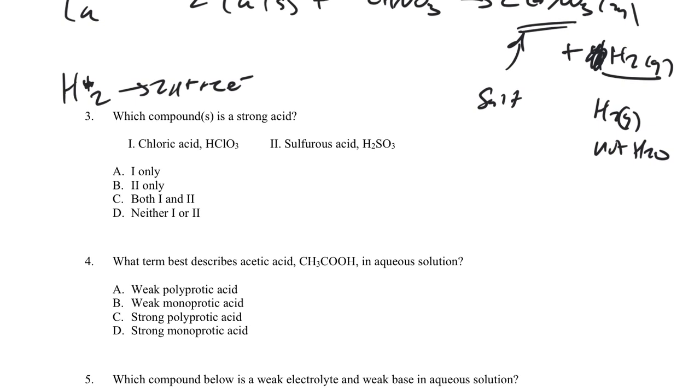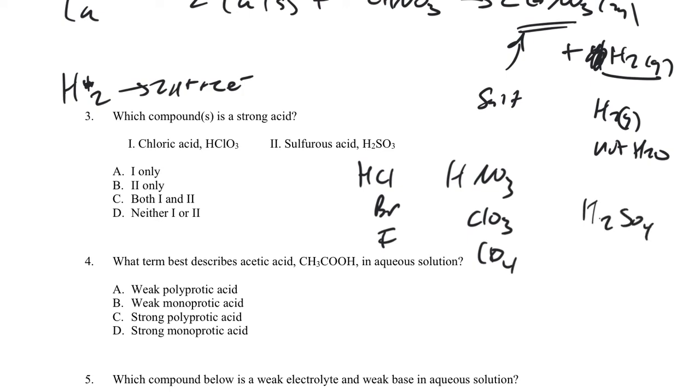Which compounds below are a strong acid? Now, we just have to memorize the 7 strong acids, and in case you forgot, we have HCl, HBr, and HI, HNO3, so nitric acid, HClO3 is one of them as well, HClO4, and then the only diprotic, but only for the first H, is H2SO4.